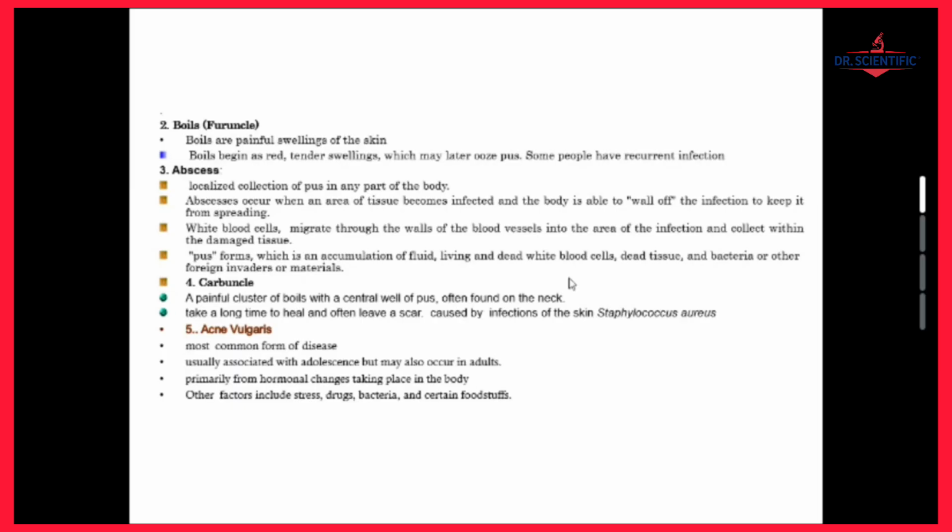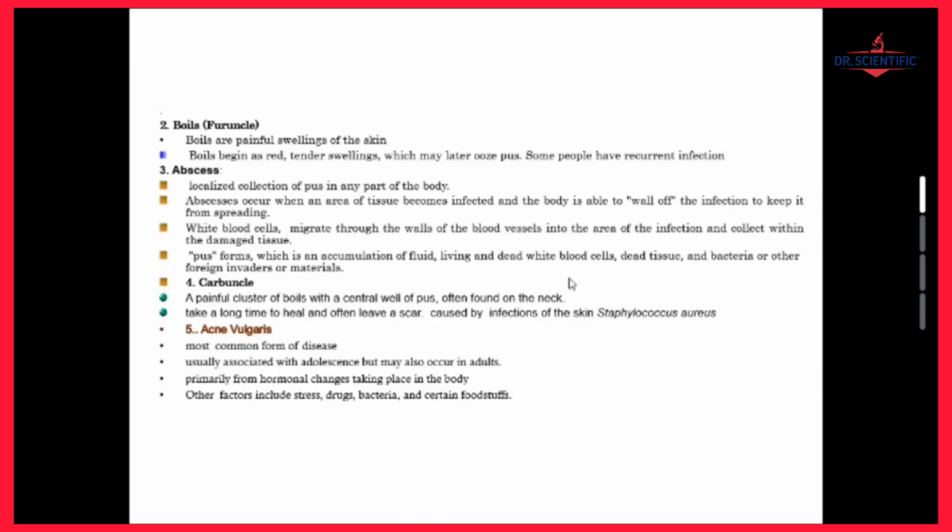Then we also have what we call carbuncle. A carbuncle is a painful cluster of boils with a central well of pus, often found on the neck, and it takes some time to heal, leaving some sort of scars. This one is also a common cause of skin infection by Staphylococcus aureus.